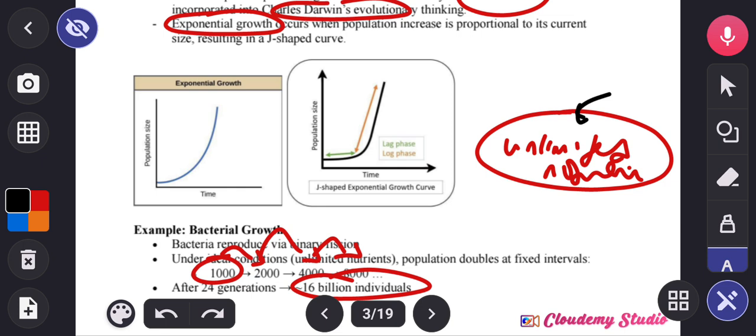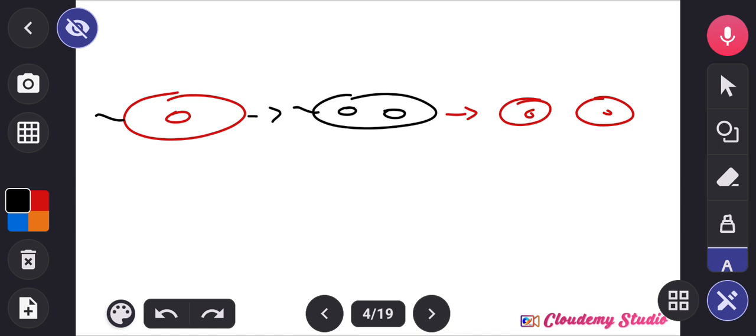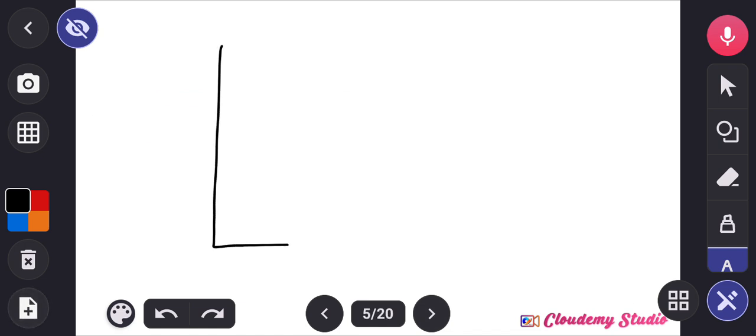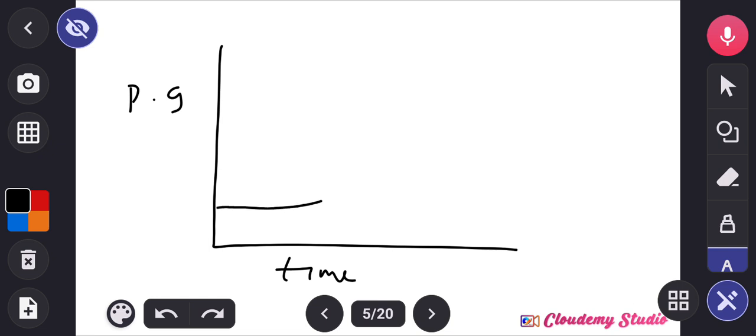You understand? So they grow exponentially. Now, if you want to draw that particular growth curve, we are going to draw it like this. We are going to say that this is the population growth, and this is time. You understand? So we see that it starts like this, then it goes upward rapidly, and it continues going like that, like nothing will stop it. It will continue growing. You understand?